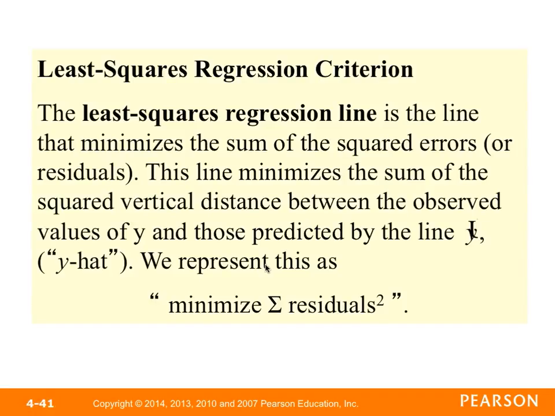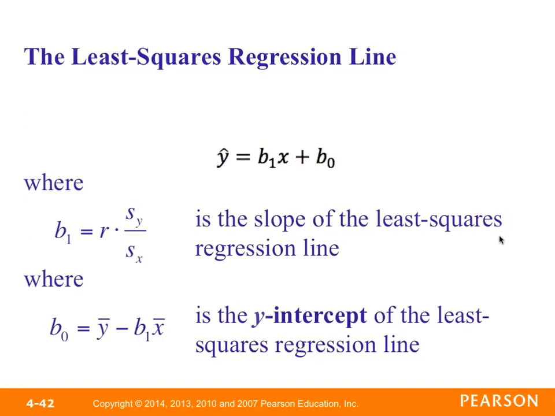So the least squares regression criterion: the least squares regression line is a line that minimizes the sum of the squared errors or residuals. This line minimizes the sum of the squared vertical distance between the observed values of y and those predicted by the line, y hat. We represent this as minimizing the sum of the squared residuals.